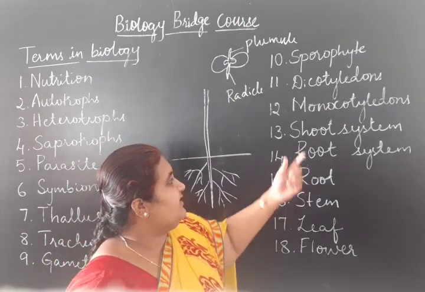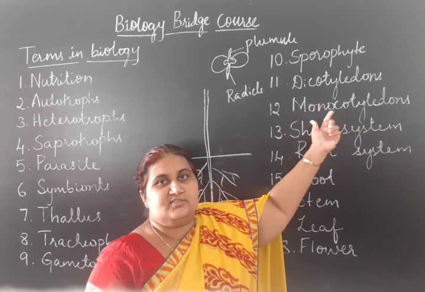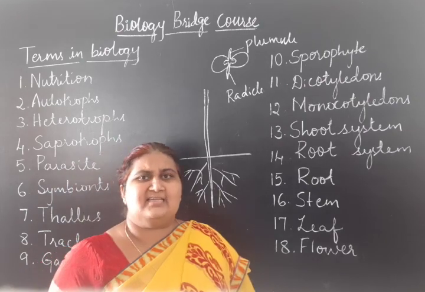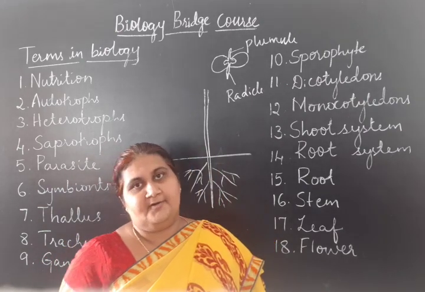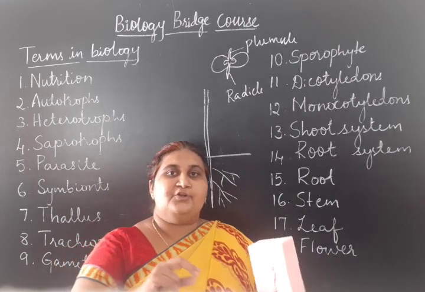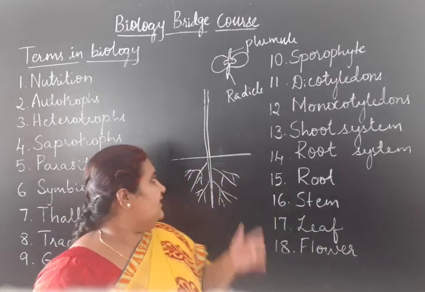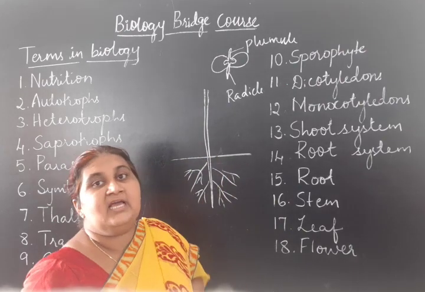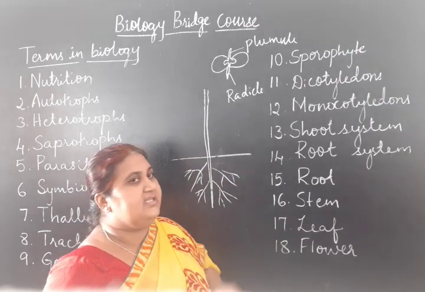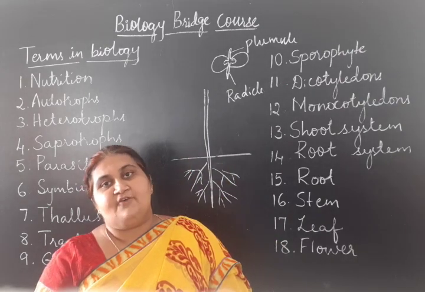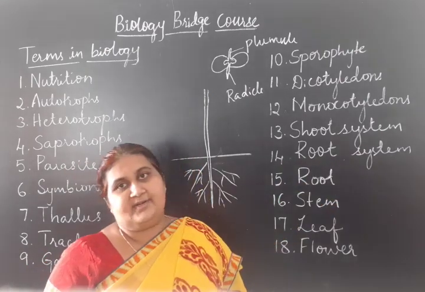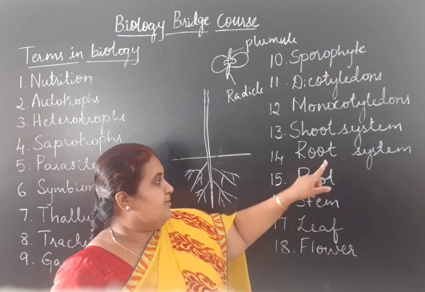Fibrous root system is found in monocots, like grasses, maize and so on, where the primary root dies and roots are produced from the lower part, from the base of the stem. So a large number of roots are produced from the base of the stem. That is called the fibrous root system.